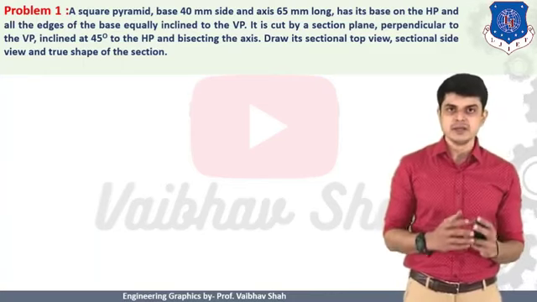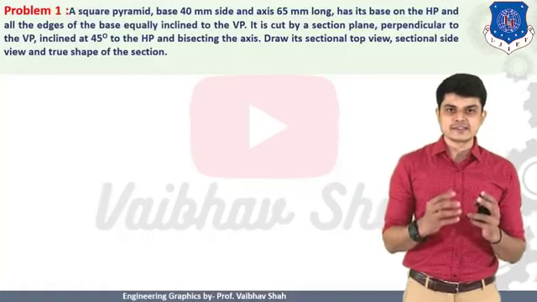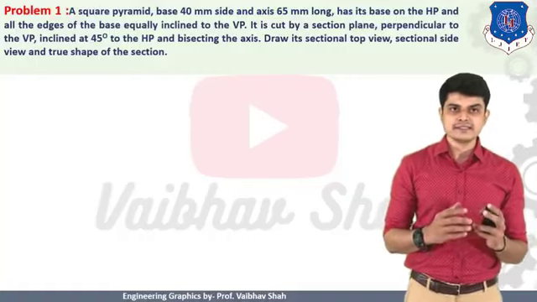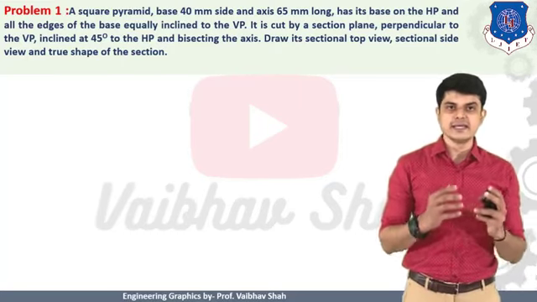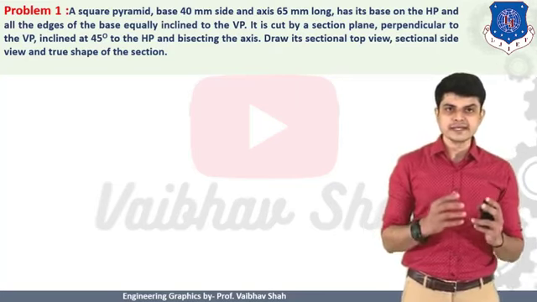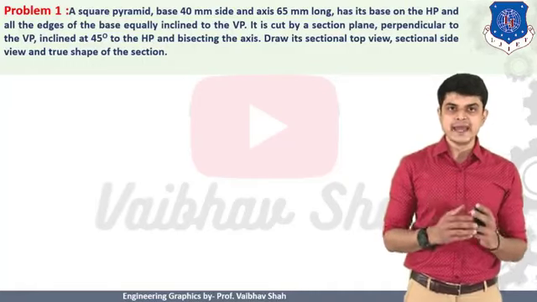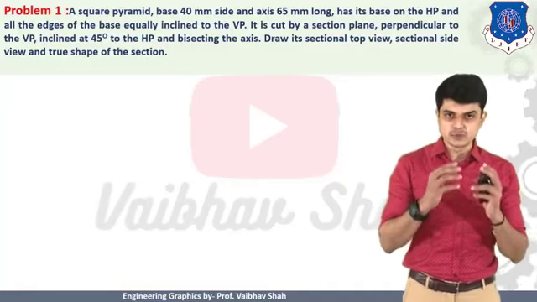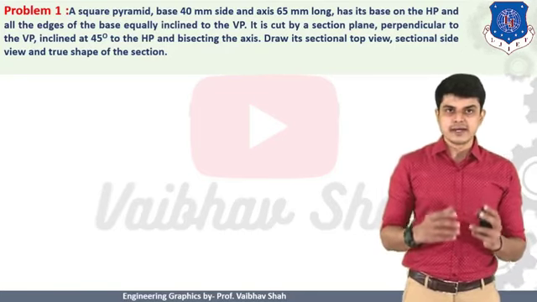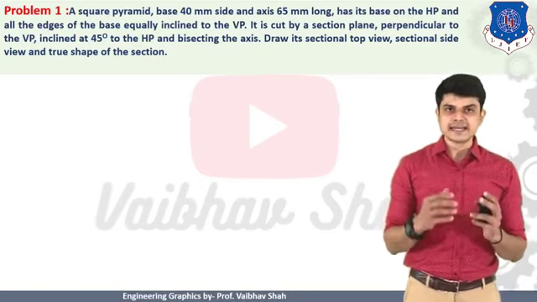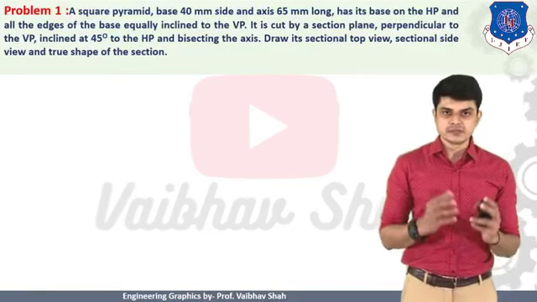Problem number 1. A square pyramid, base 40 mm side and axis 65 mm long, has its base on HP and all the edges of the base are equally inclined to VP. It is cut by a section plane perpendicular to VP and inclined at 45 degrees to HP and bisecting the axis. Draw its sectional top view, sectional side view and true shape of the section. So this is our data.